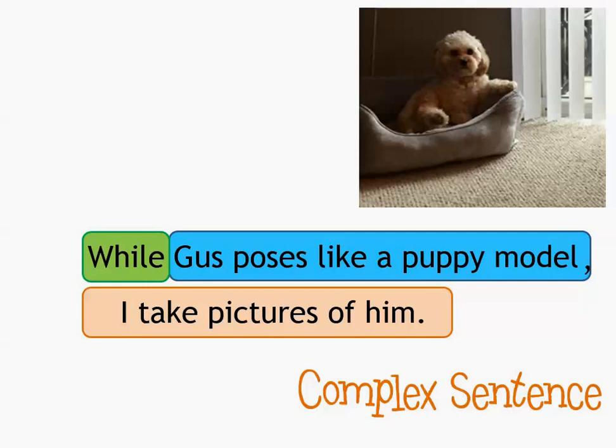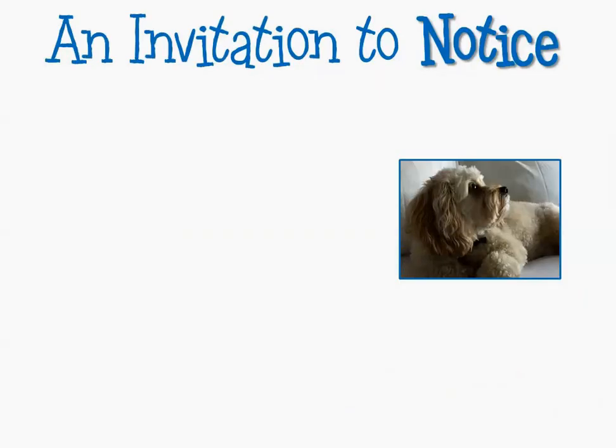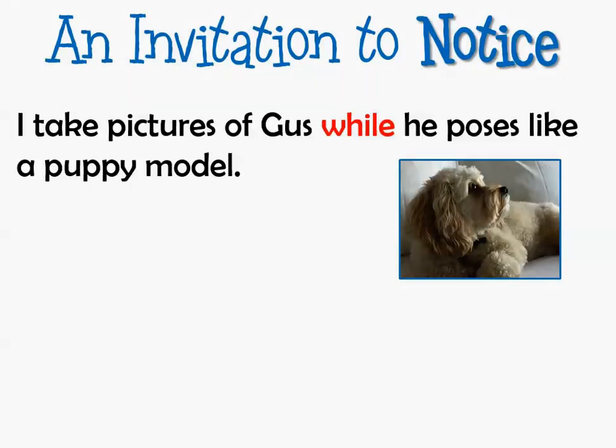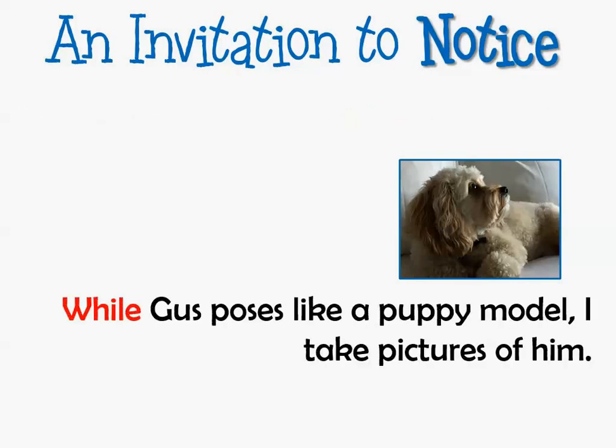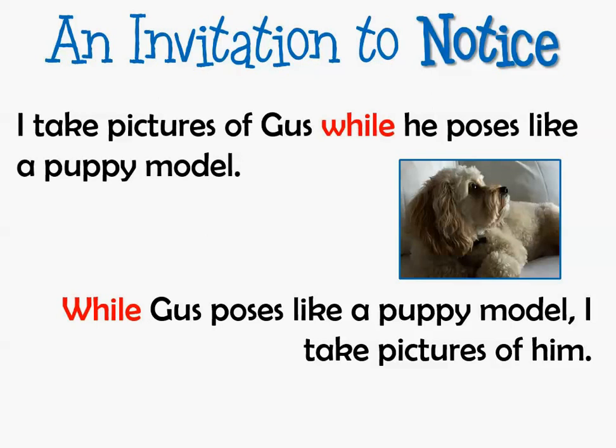Now I want to take this up one more notch. I'd like to invite you to notice something, in addition to noticing that sweet picture of Gus. Look at this sentence. I take pictures of Gus while he poses like a puppy model. Now look at this sentence. While Gus poses like a puppy model, I take pictures of him. Same idea, many of the same words, just a different order. Now, there's one other difference when it comes to how we write this sentence. Do you notice it?